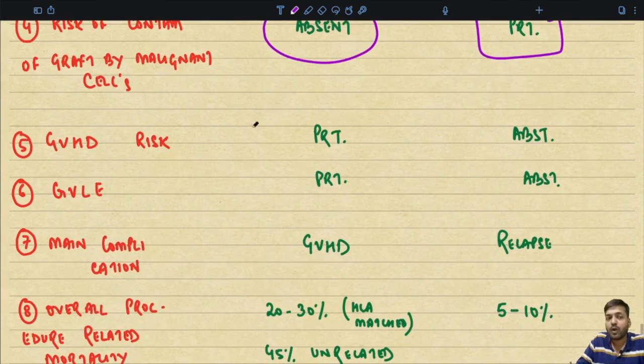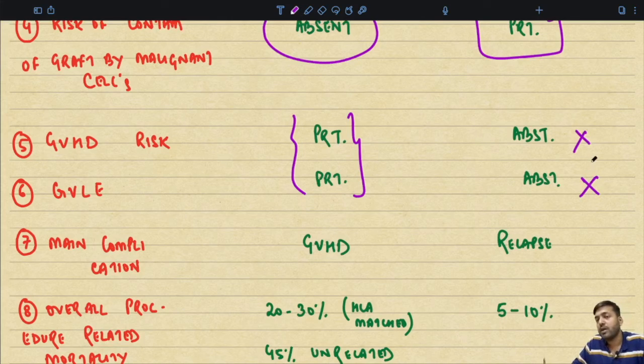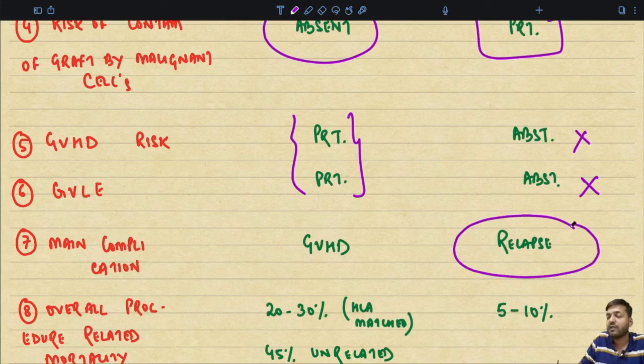Now, as I have already spoken, the GVHD risk and the graft versus leukemia effect are present over here, whereas these are absent over here. Why are they absent? Because the patient, the recipient and the donor, are the same. Whatever material we harvest from the recipient, we process it, and therefore whatever we give back to the patient is devoid of any immune cells. As a result, the chances of GVHD and graft versus leukemia effect are nil in the autologous variety, and the main complication over here is relapse of the malignancy, whereas over here the main complication is graft versus host disease.